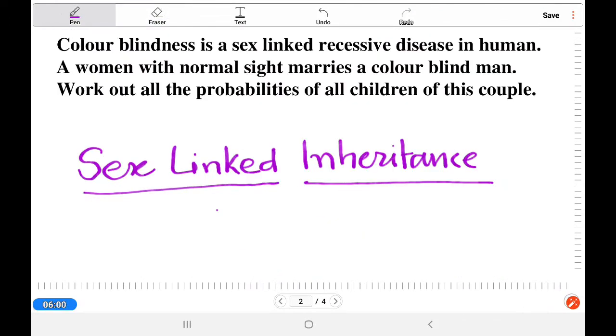Next one, on the basis of sex-linked inheritance. Color blindness is a sex-linked recessive disease in humans. A woman with normal sight marries a colorblind man. Work out the probabilities for all children of this couple. Now let's do it.